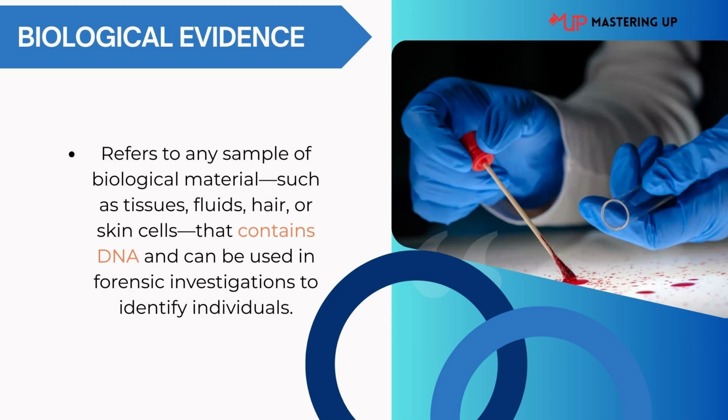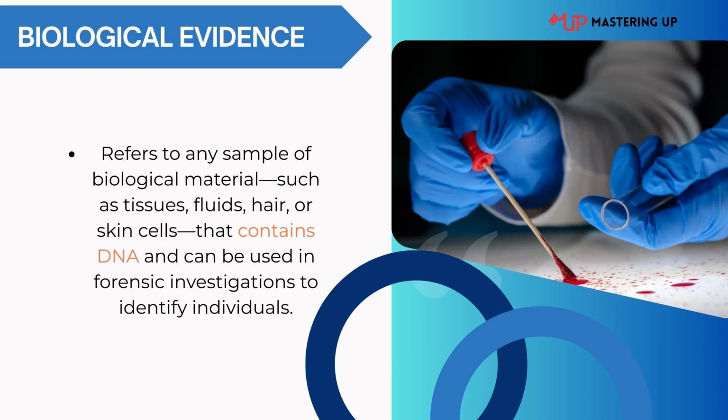Biological evidence refers to any sample that comes from a living organism and contains DNA. It plays a crucial role in forensic science because it can help identify suspects, victims, or even establish a link between a person and a crime scene. This type of evidence includes materials like blood, saliva, semen, hair, skin cells, nail scrapings, and even bones or teeth in the case of decomposed bodies.